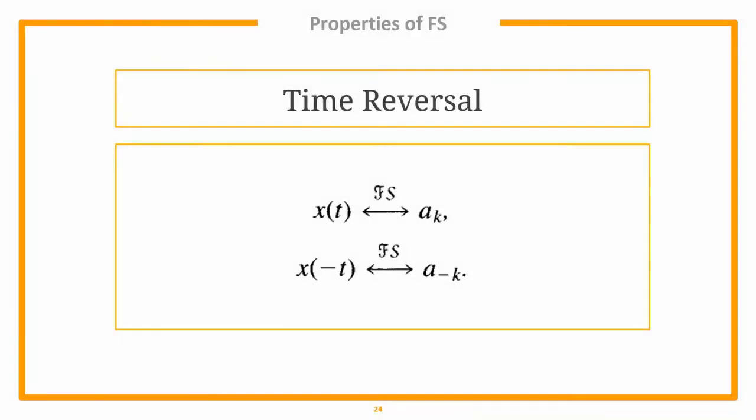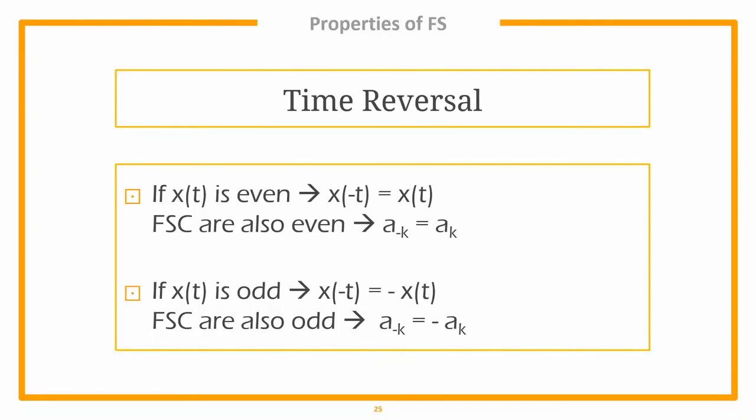Time reversal property says that if x of t has fs coefficient ak, then x of minus t has fs coefficient a of minus k. And we find that if x of t is even, then a minus k equals ak. And if x of t is odd, a minus k equals minus ak.